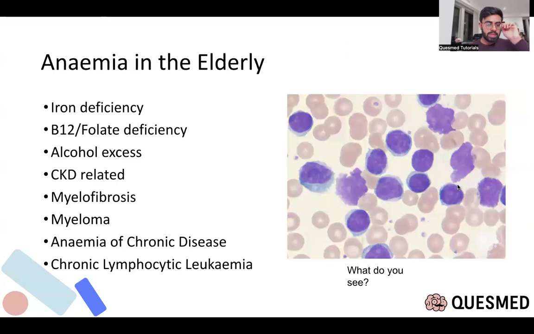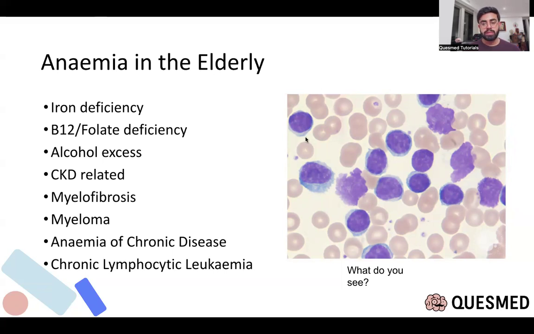And again, just to go into anemia in the elderly, which is again very common, commonest causes are common. So iron deficiency, we've talked about B12 and folate deficiency. That can be caused or exacerbated by alcohol excess. Patients with chronic kidney disease may have anemia of chronic disease. We've talked about myelofibrosis. Myeloma is also very common with age, and it's good to learn the CRAB mnemonic for that. And then lastly, another malignancy, which is CLL.